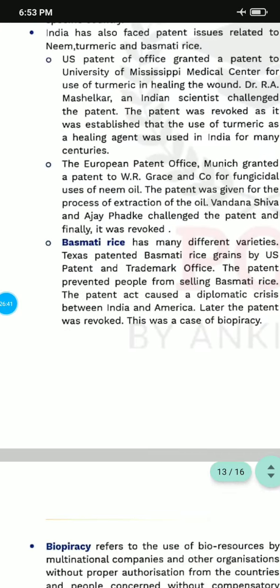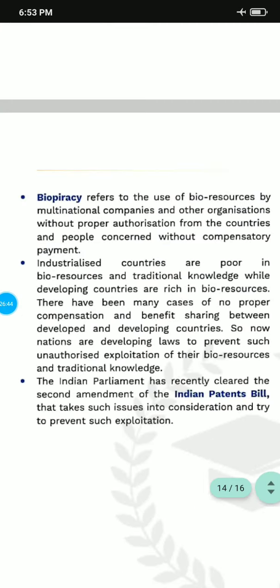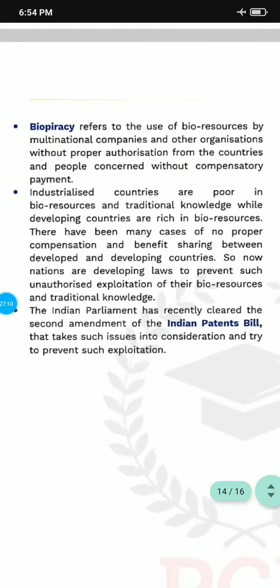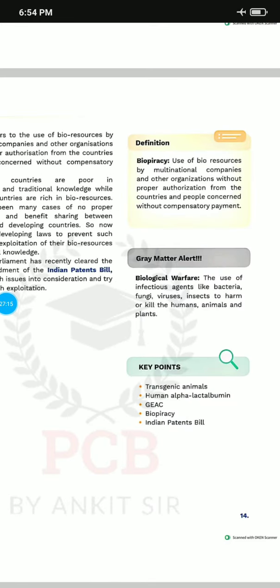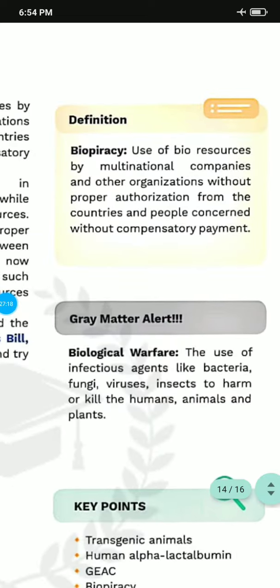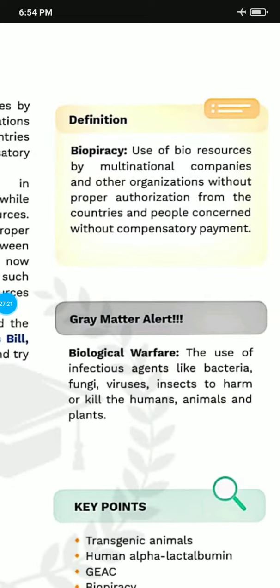Now what is biopiracy? Biopiracy is the use of bioresources by multinational companies without proper authorization. If the authorization is not correct, then you are not able to stamp your country's name on the product as patented from your country. The Indian Parliament has recently cleared the second amendment of the Indian Patent Bill to take such issues into consideration and try to prevent such exploitation. So, biopiracy is the use of bioresources by multinational companies or other organizations without proper authorization.